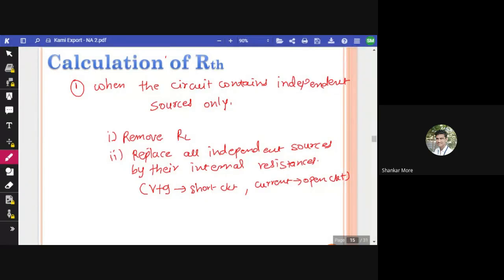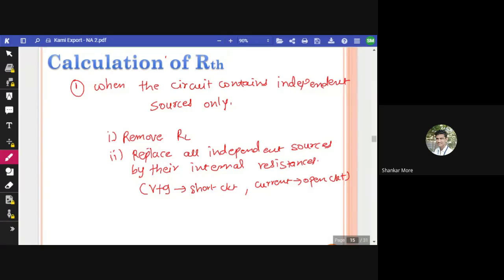The value of load resistance doesn't matter. Okay, it should not bother you, because we are going to remove it in all the cases. ठीक है, हमें VTH निकालते वक्त भी RL को रिमूव करना है, RTH निकालते वक्त भी हमें RL को रिमूव करना है. So don't bother about the value of RL. Okay, simply consider it as a load resistance. Now we have to remove the RL, and we have to replace all the independent sources by their internal resistances. मतलब जब हम RTH का कैलकुलेशन कर रहे हैं, in that case we have to replace the independent sources by their internal resistances. मतलब कि अगर voltage source है, so we'll short circuit it, and if current source is present in the circuit, we will open circuit it.